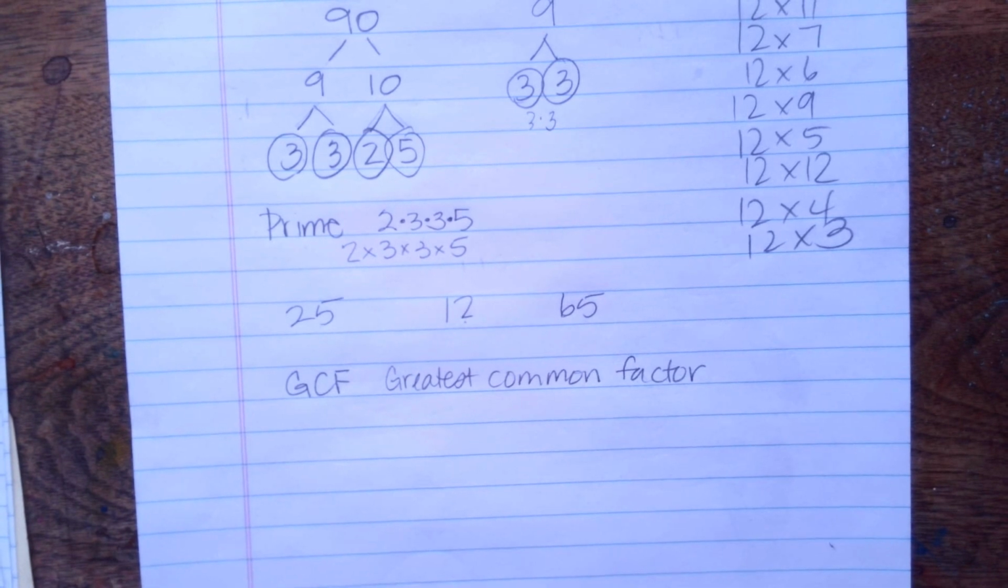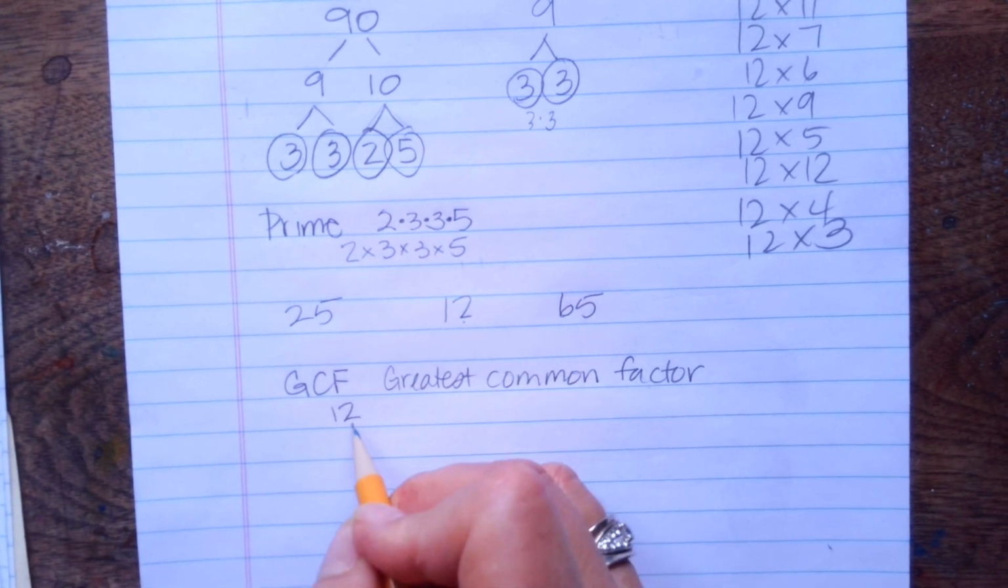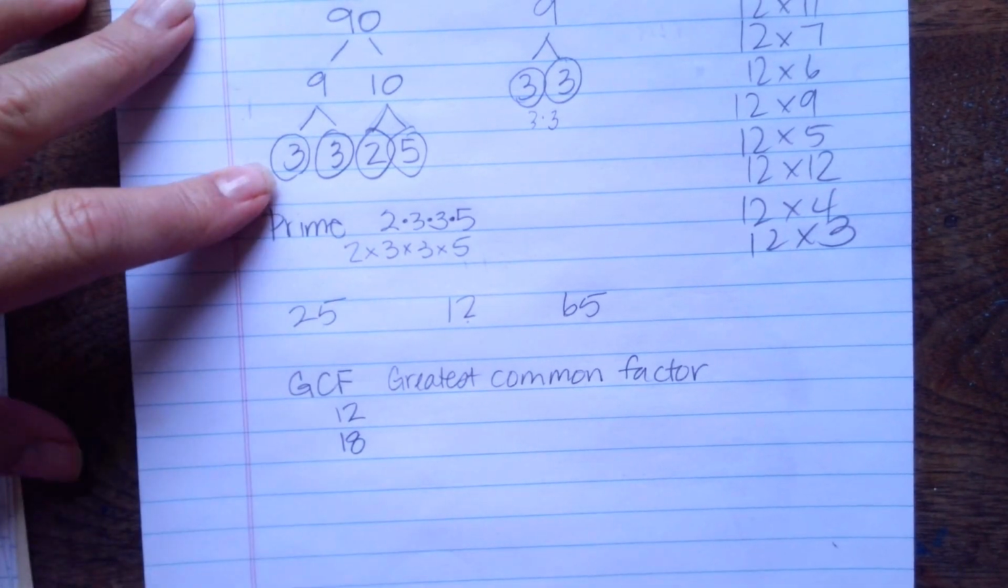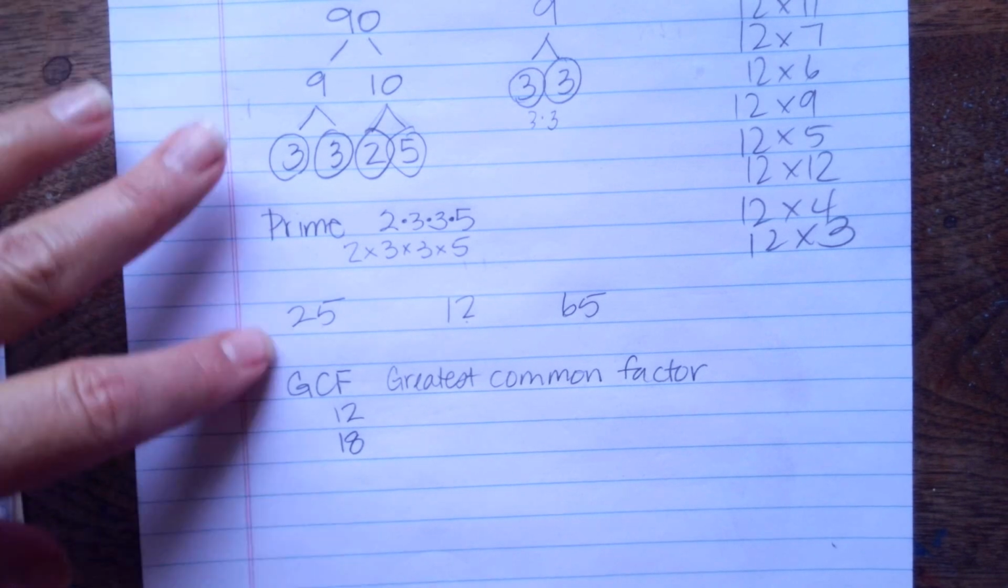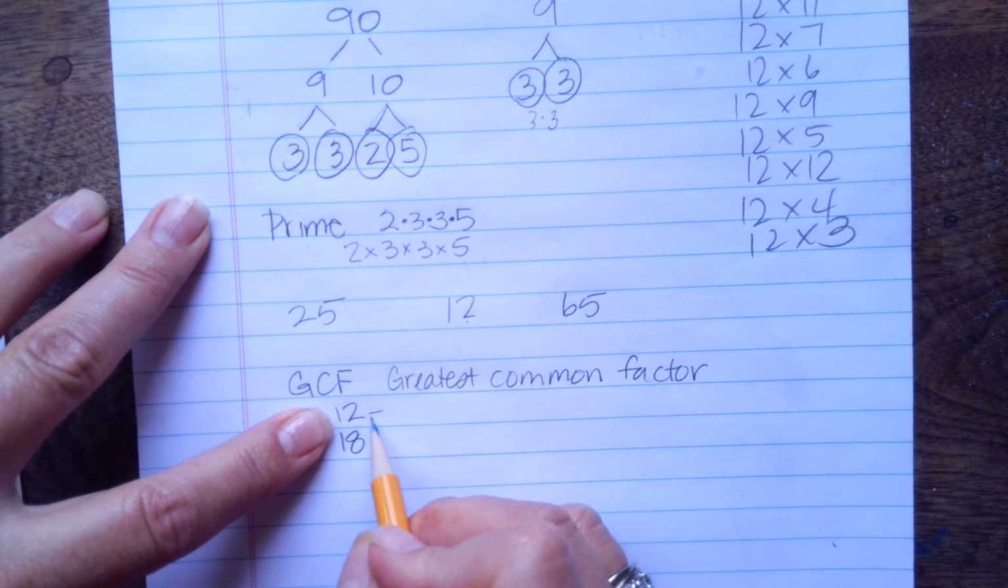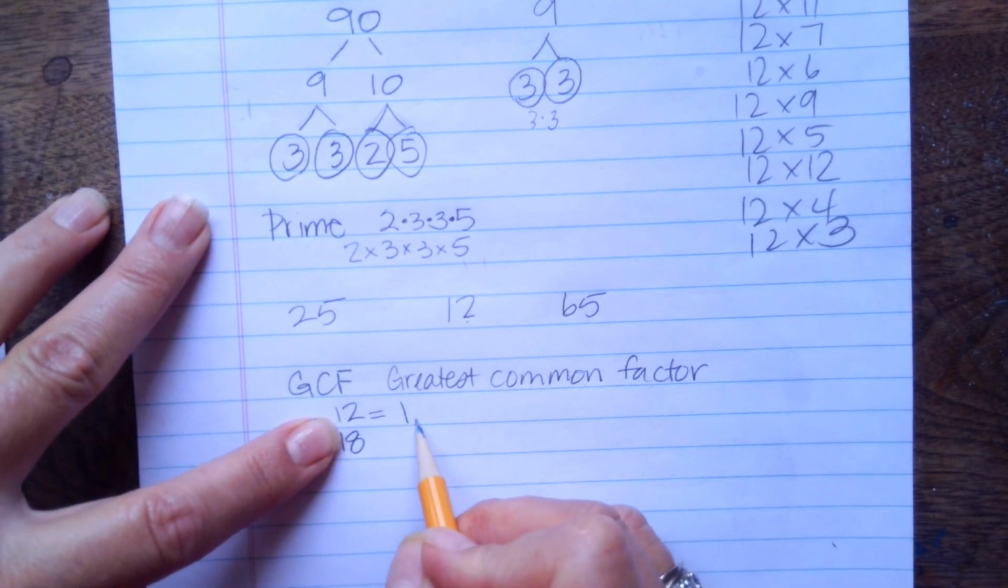So if I asked you what the greatest common factor of 12 and 18 are, it's kind of like we're doing a prime factorization tree, but we're not putting it in tree form. We're just putting it in a row. So what are the numbers that go into 12? Does 1 go in? Yes. Does 2 go in? Yes.